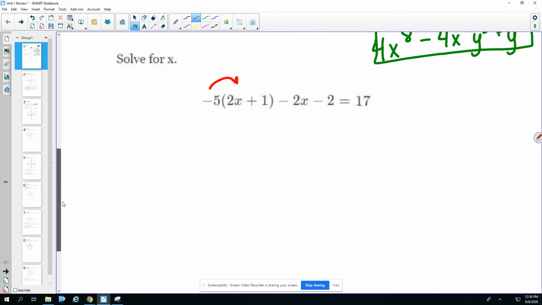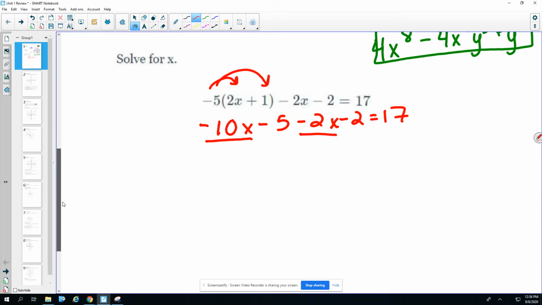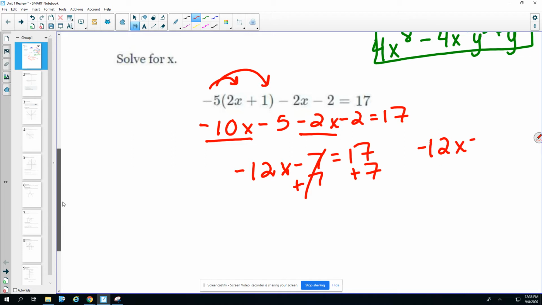The next one is a linear equation to solve. So I'm going to distribute first, giving me negative 10x minus 5 minus 2x minus 2 equals 17. Then we'll combine like terms. So this gives me negative 12x minus 7 equals 17. Add 7 to both sides, giving me negative 12x equals 24. Divide, and I get x equals negative 2.